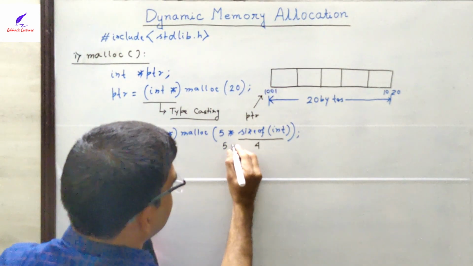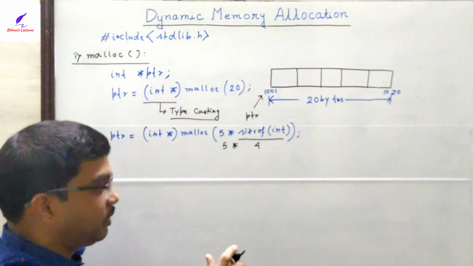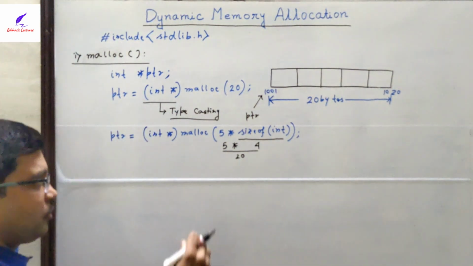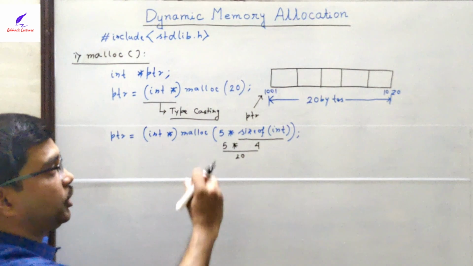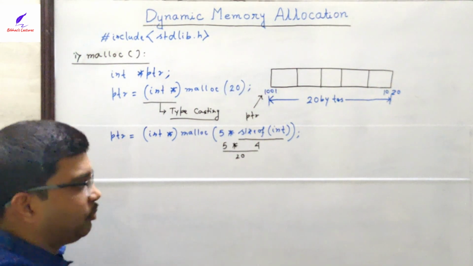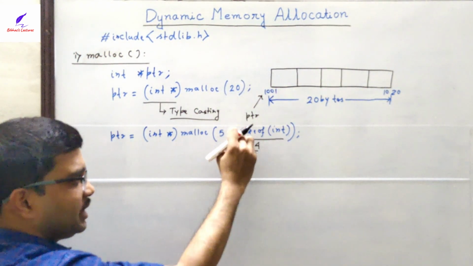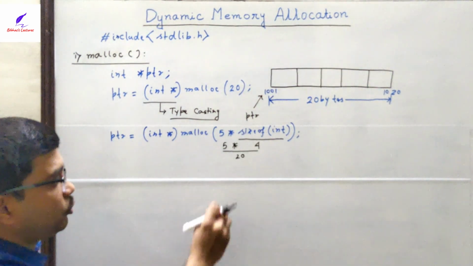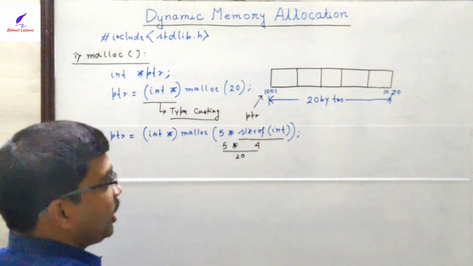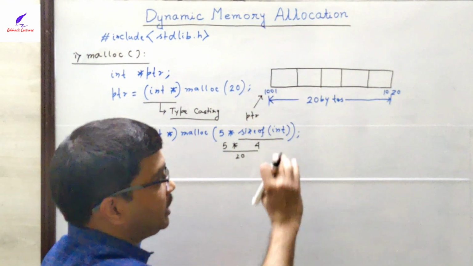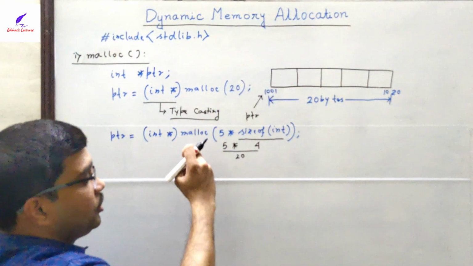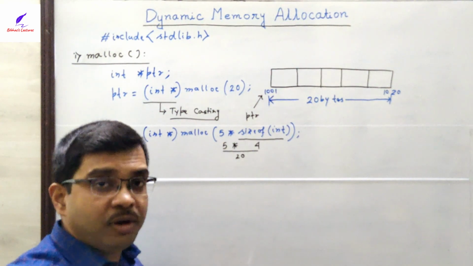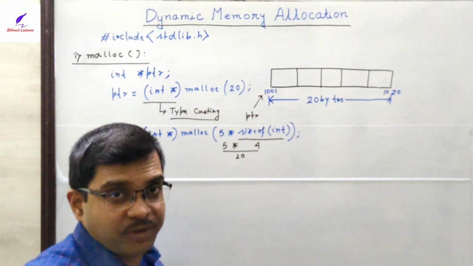So for 5 integers, it will take 5 times 4, that is 20 bytes. As a whole it will take 20 bytes of memory. We are passing the same parameter, but not explicitly mentioning 20 bytes. Rather we are asking the compiler to find out the size of an integer and then allocate memory for 5 such integers. But the malloc function, after allocating these 20 bytes in a single block and returning the base address to the pointer ptr, will not assign any value to these locations. So these locations may be filled with garbage values.